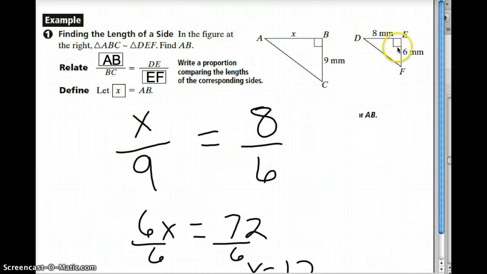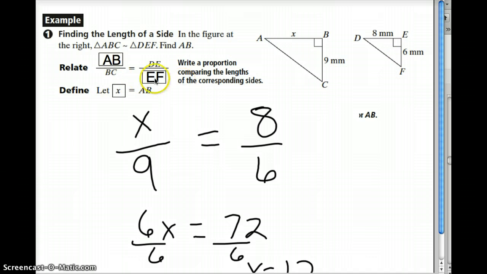So here we have, if you look at the smaller triangle, we have two pieces. We have DE and EF. We have BC on the bigger triangle, and we want to find AB. So we set up our proportion AB over BC, missing side to known side of the big triangle, equals side to corresponding side on the small triangle.